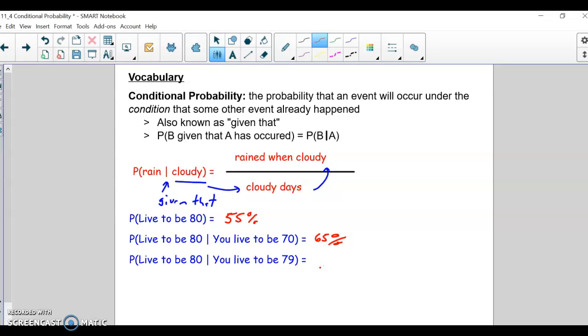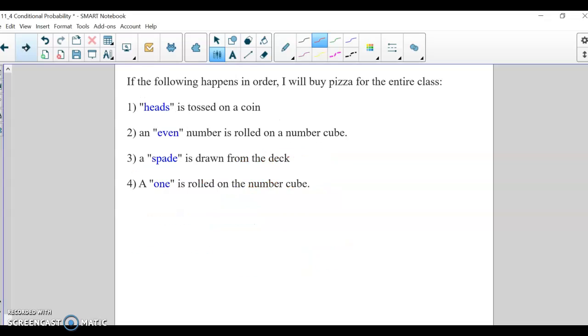So the answer is it'd be higher, right? It'd be like 90, 95%, right? Because you've already made it to be 79. So the probability you make it one more year to be 80 would be really high. So the probability of living to be 80 changes when you put these conditions on it, right? And that's what a conditional probability is: you put those conditions on the end of it. Okay. So I think it's important to understand that "given that" just means that this thing has already happened, that you already made it to 79, you already made it to 70, or whatever it is. All right, so let's do some examples.